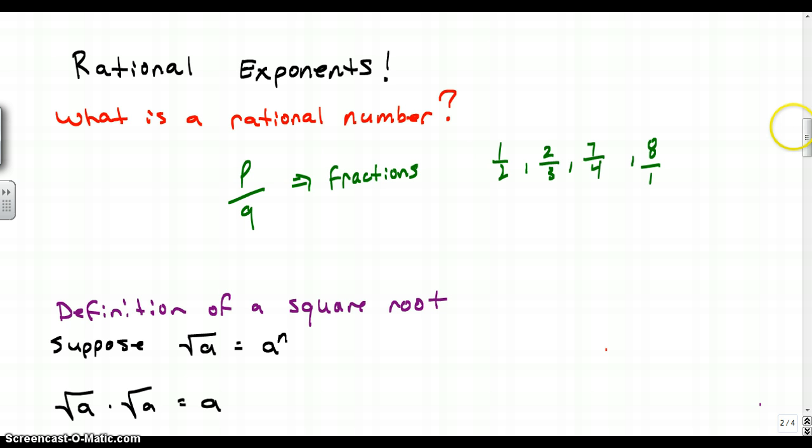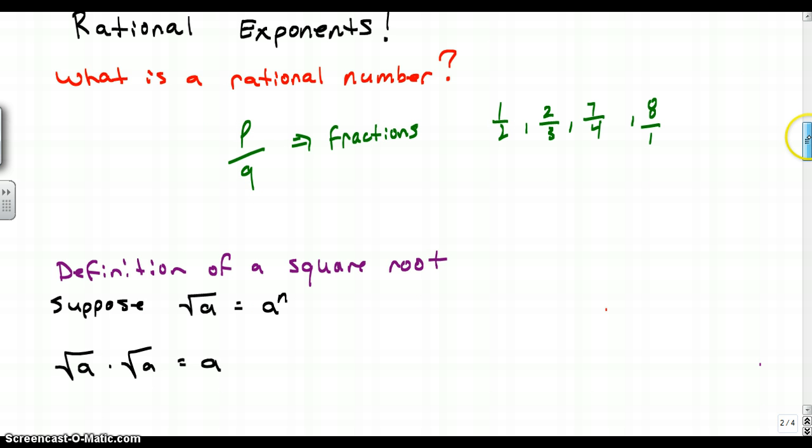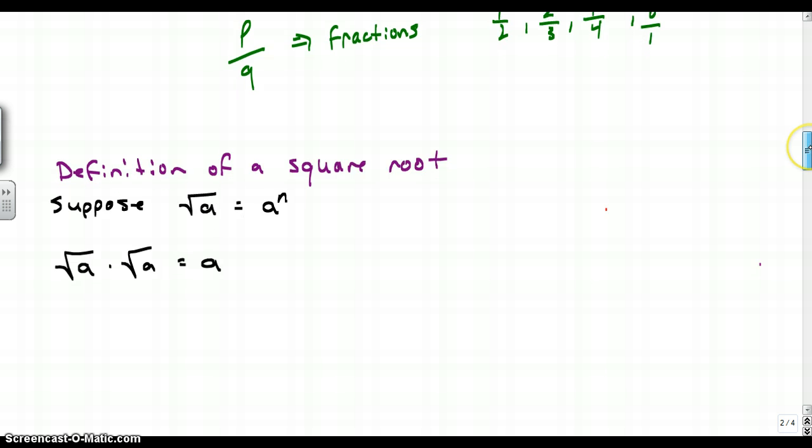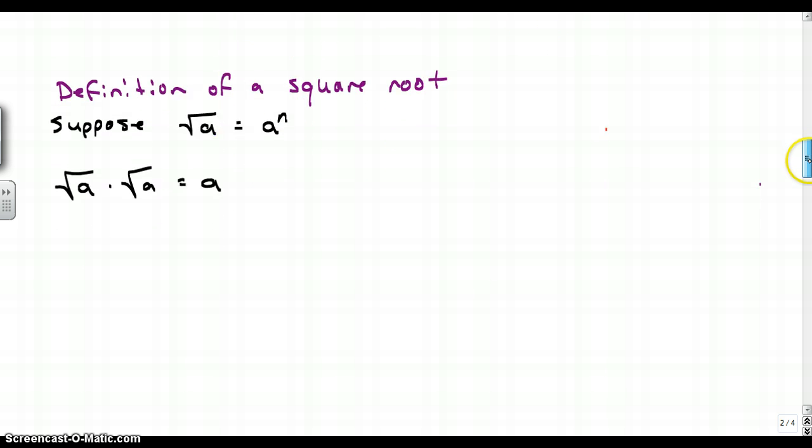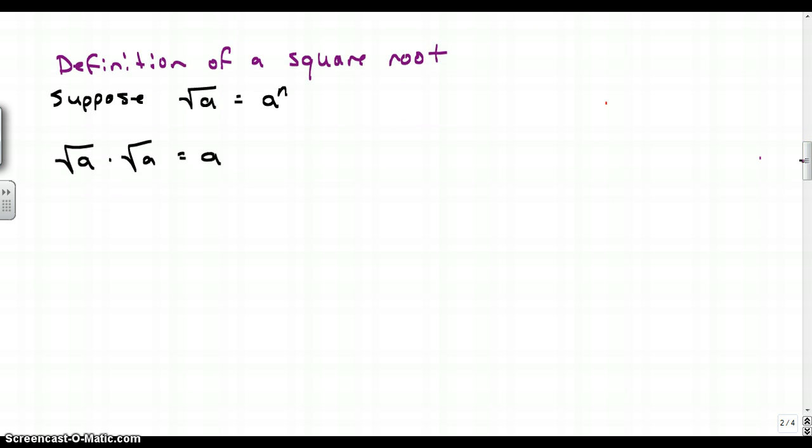So to show you where rational exponents come from, because again, we're talking about rational exponents, exponents that are fractions, let's look at the definition of a square root. We're going to prove this. We're going to suppose or assume that the square root of a equals a to some power. Let's call it n. So a to the n power. We could use x. It doesn't matter.